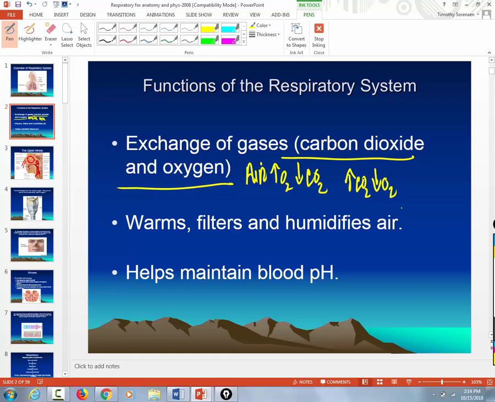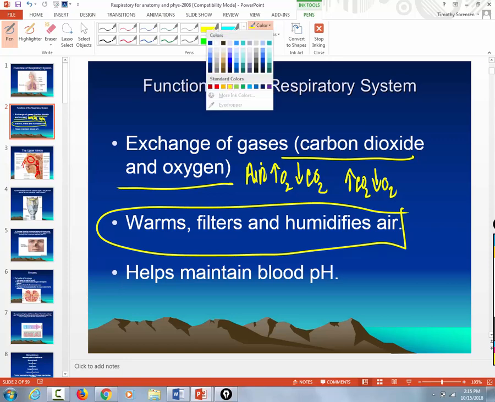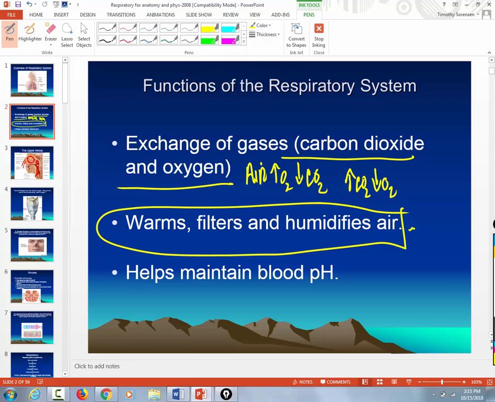The other thing is that the respiratory system warms, filters, and humidifies the air. And specifically, it's the upper airway. And I'll be more specific as we go through it. Now, anyone who's on long-term ventilation, they have a trach. So they lose their upper airway.